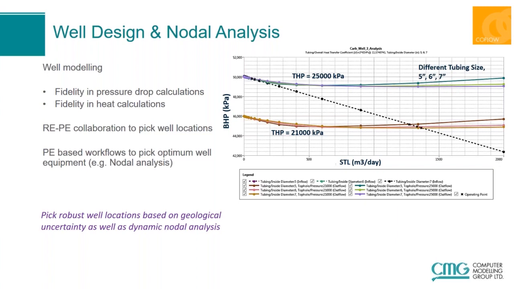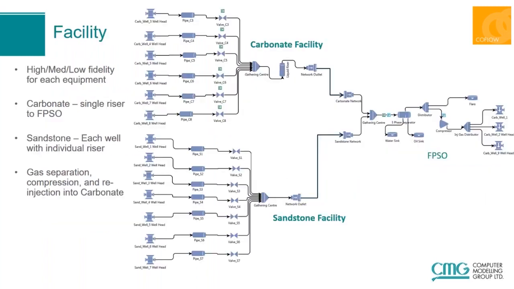So you can see that if I use a lower top hole or wellhead pressure, I can have a significantly higher production from this well. And similarly, if I change the tubing sizes, you can see there are two groupings. The top groupings are for the top hole pressure of 25,000, and the bottom groupings are for the top hole pressure of 21,000. And within each grouping, there are three curves. They correspond to three different tubing sizes. So you can do a sensitivity and figure out what is your best tubing size that you can use in this development.